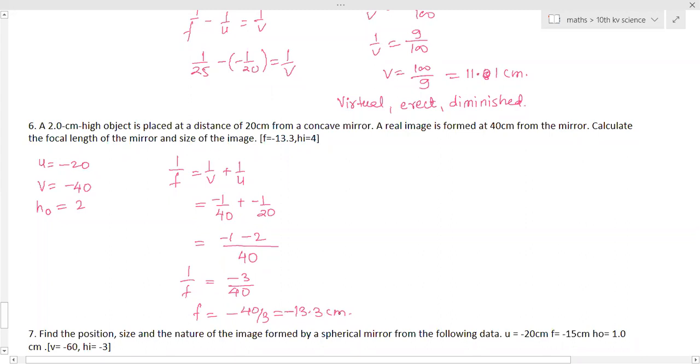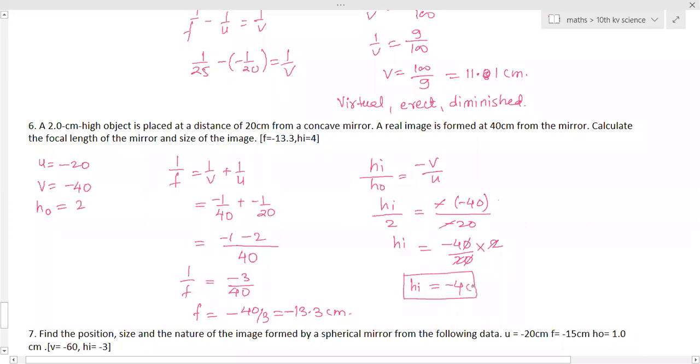The height of the image also we have to calculate. So HI by HO is equal to minus V by U. HI by 2 is equal to minus of minus 40 divided by minus 20. So this minus sign gets cancelled. HI is equal to minus 40 by 20, and this 2 will be shifted to the other side. The answer is minus 4 for HI. Height of image is minus 4 centimeter.